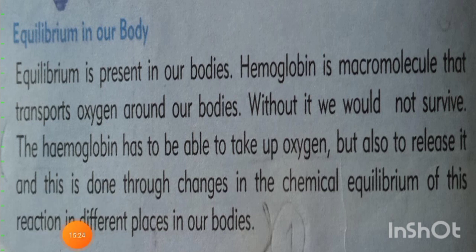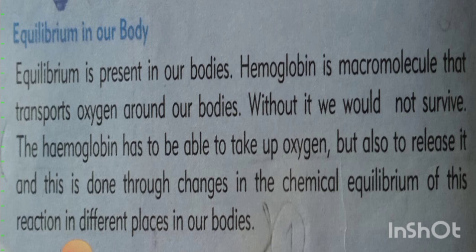Okay, now let's discuss this slide, equilibrium in our body. Equilibrium is actually present in our bodies. You know that hemoglobin is a macromolecule. What does hemoglobin do? It transports oxygen around our bodies. If we have no oxygen around our body, what will happen? We would not survive. So the hemoglobin has to be able to take up oxygen but also to release it, and this is done through changes in the chemical equilibrium of this reaction in different places in our body.